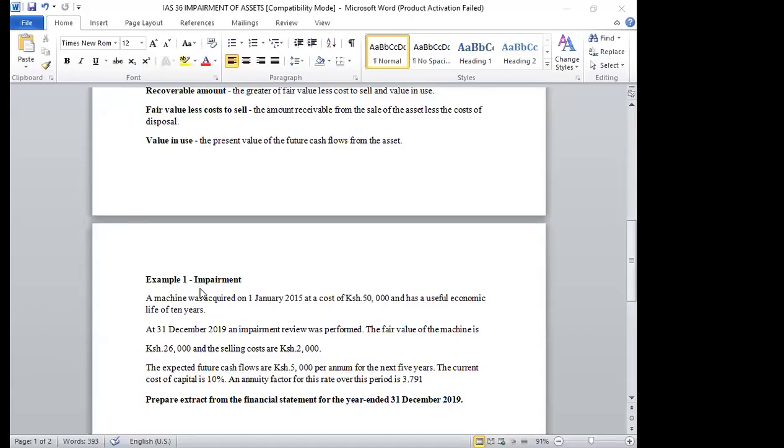You're told here, a machine was acquired on 1st January 2015 at a cost of 50,000 and has a useful economic life of 10 years. At 31st December 2019, an impairment review was performed. So look at when we did this impairment review: 31st December 2019.